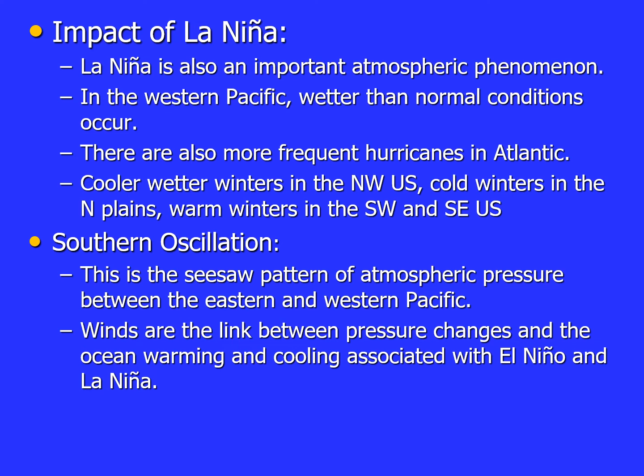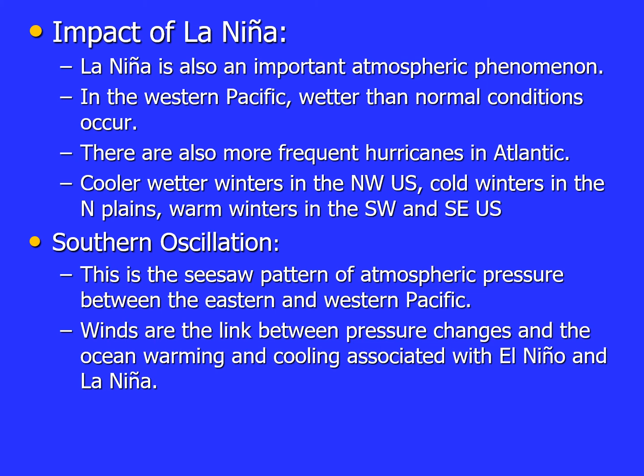Okay, how about La Nina? Okay, so La Nina is the opposite of El Nino. By the way, as we record this in September of 2020, we are in a La Nina event, although they think it's pretty weak. So La Nina in the Western Pacific, you're going to have wetter than normal conditions occurring. The problem with La Nina for the United States is more frequent hurricanes in the Atlantic, and well, we're in the height of hurricane season right now.